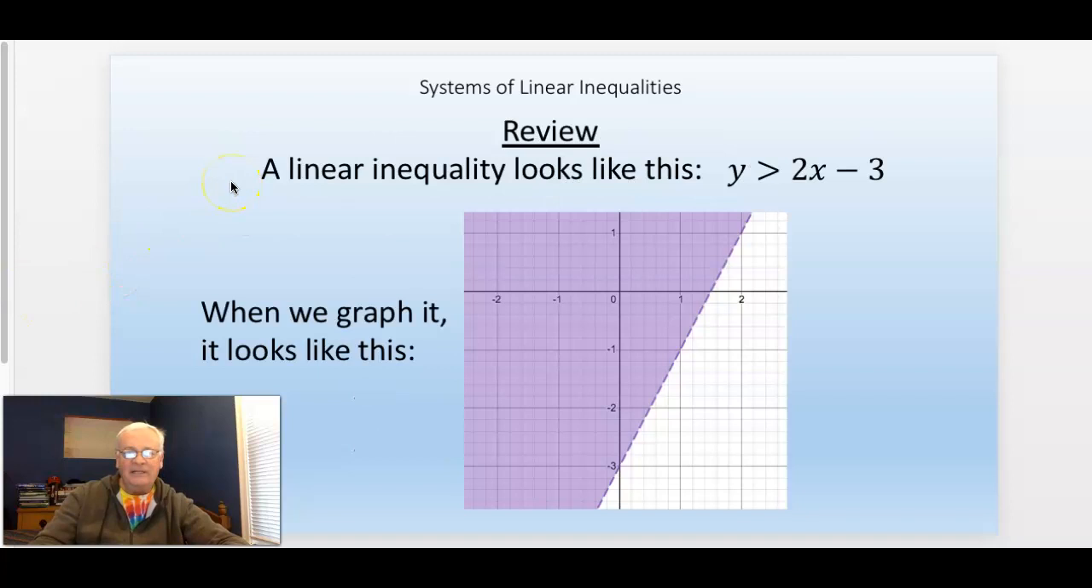Again, a linear inequality looks like this: y greater than 2x minus 3. And when we graph it, it looks like this. It's a dotted line because it's y greater than. We shade above. It goes through negative 3. That's the y-intercept. It has a slope of 2, up 2 over 1. Just to review.